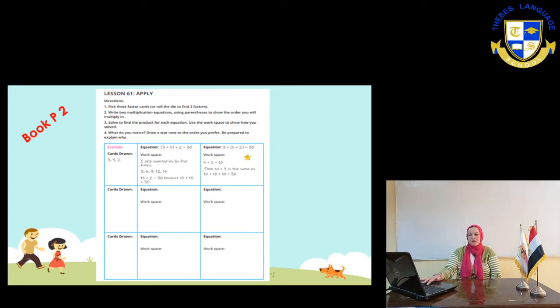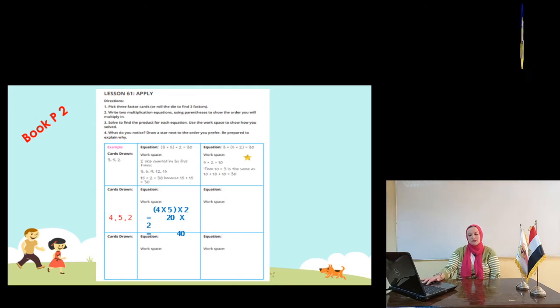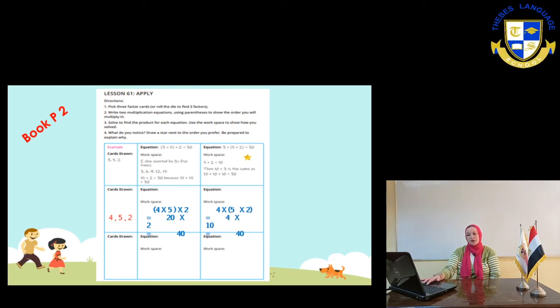Now in the next example we have 4, 5, and 2. First we can make 4 times 5 together, it will be 20. After that, make 20 times 2, it will be 40. On the right side we can make 5 times 2 together between brackets, the answer will be 10. After that, take the answer and make it times 4, so the answer will be 40.